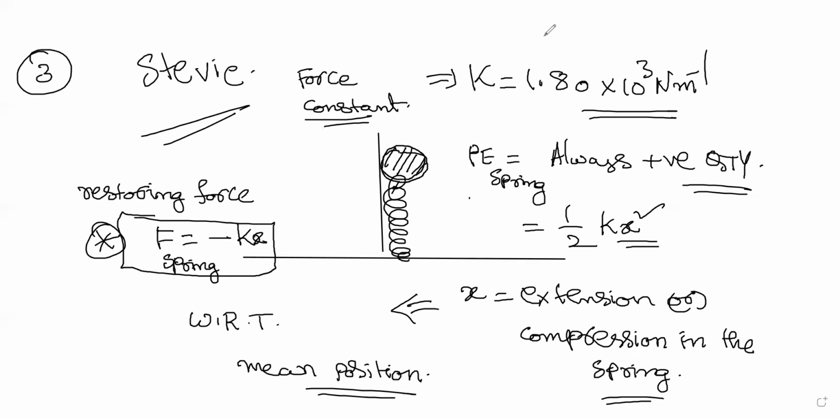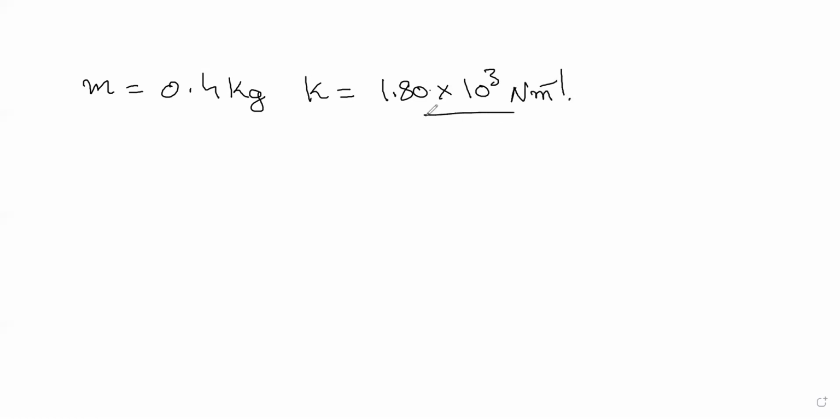So here we go. Let's come back to the original situation. The mass of the ball is given as 0.4 kg. The spring constant K is about 1.80 times 10 cube Newton per meter, that's the force constant units. This number is pretty high.